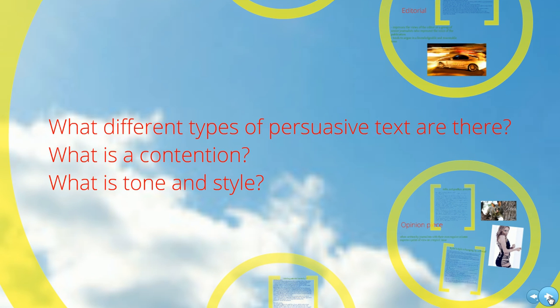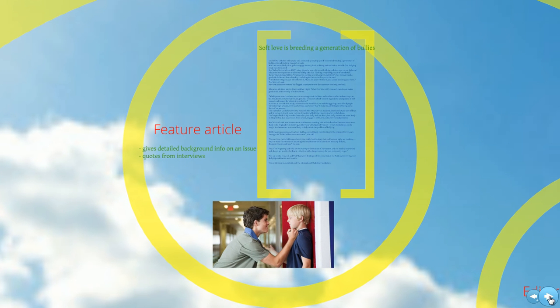What types of persuasive text are there in the different publications that you may be asked to look at? What is a contention, and what is tone and style? So we're going to look at a few example texts here. First one, feature article. Remember, you can pause the video at any point if you want to read in a bit more detail. So the feature article gives a lot more background information on a particular issue.